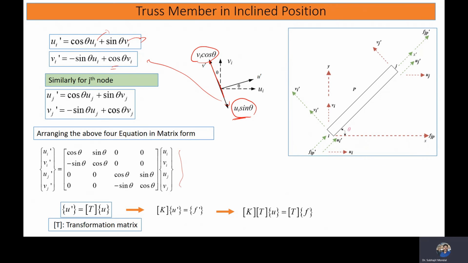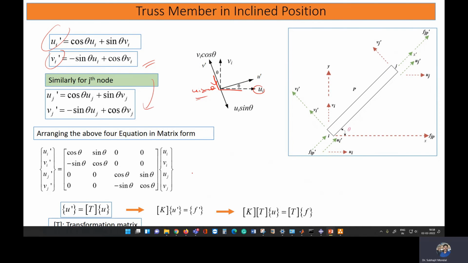Now, similarly, we can obtain it for the jth node also. You have obtained it for the ith node, and we can obtain it for the jth node also, because this angle is the same here. I'm calling it theta, and this angle along this is also 90 degrees. So whatever is happening at the ith node, the same thing will happen at the jth node.